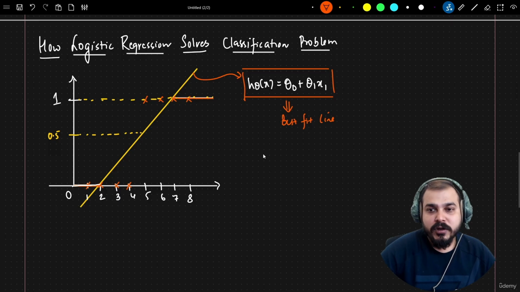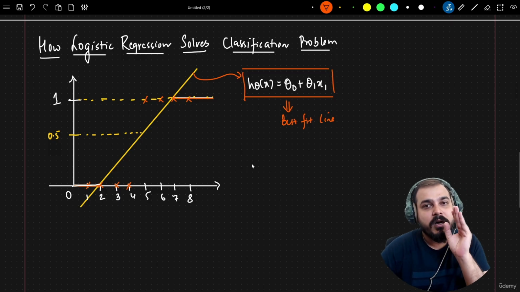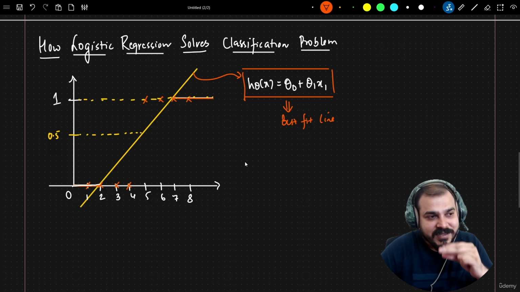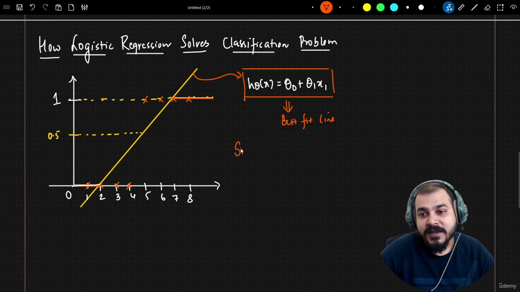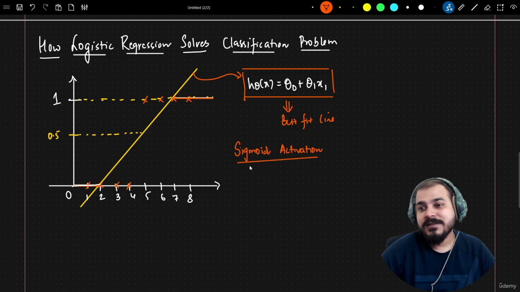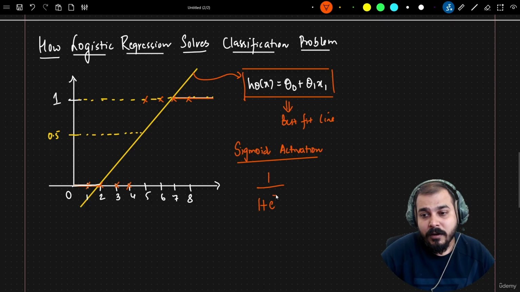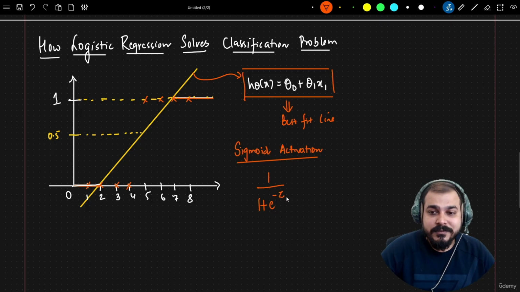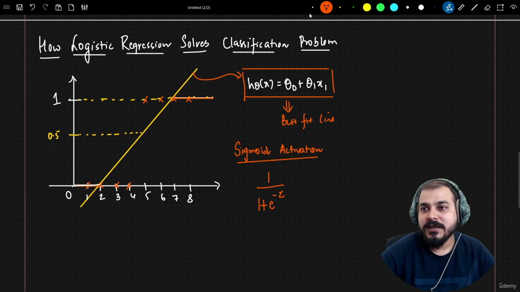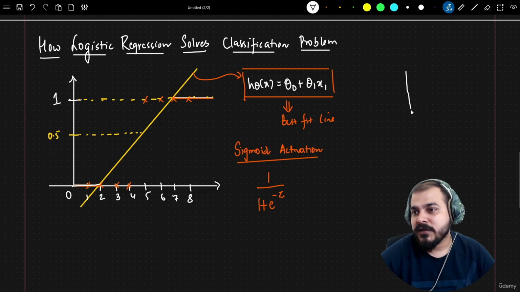How this squashing is possible is what we are going to see. So guys, today I'm going to introduce you to a new activation function, which is called sigmoid activation. The important thing about sigmoid activation is that it is given by the equation 1 divided by 1 plus e to the power of minus z. Whatever the z value is, if I try to plot this sigmoid activation function, it looks something like this.